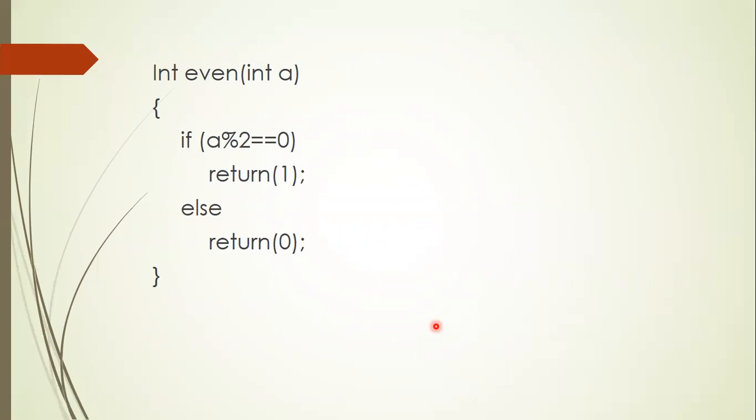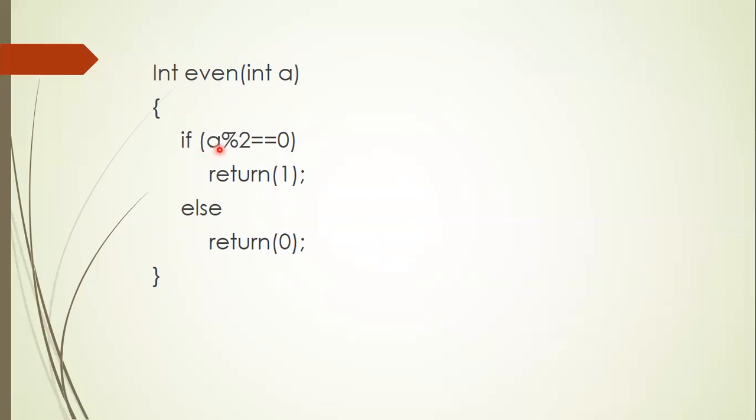Now I'll write one simple example of checking whether a given number is even or odd. I told you in the beginning, an inline function must be defined first, and then you can call the function. So first I will define the function. The function even takes one number called a. If the number is even, it returns 1. If the number is not even, it returns 0. So the return type is int, even, and int a. The argument is a, and the return value is 1 or 0.